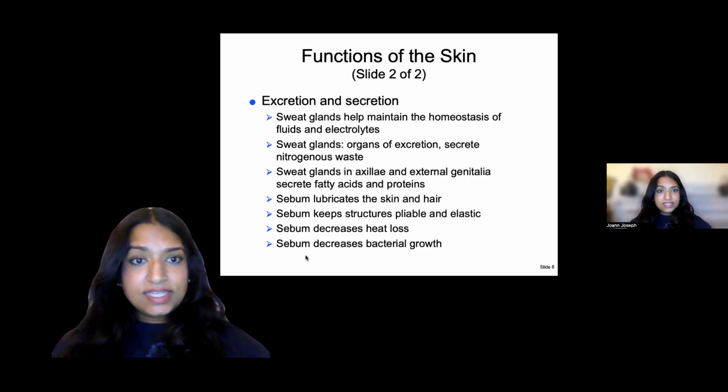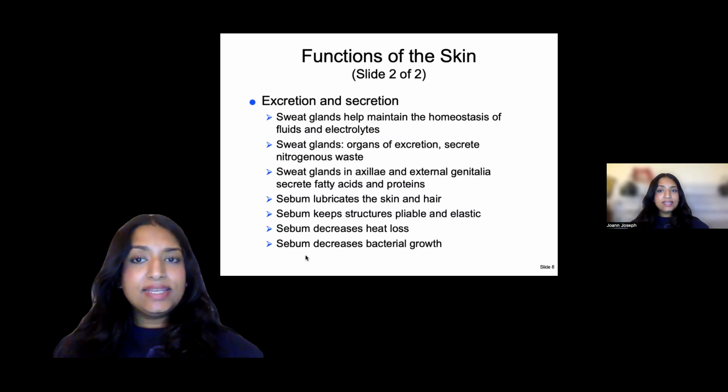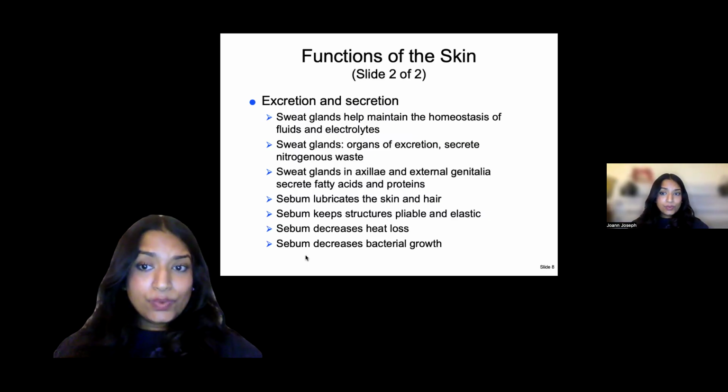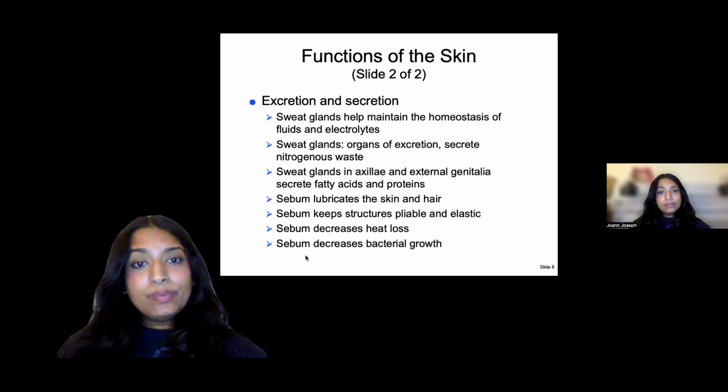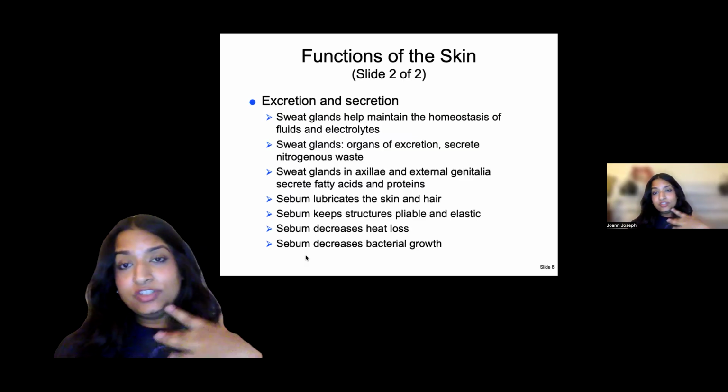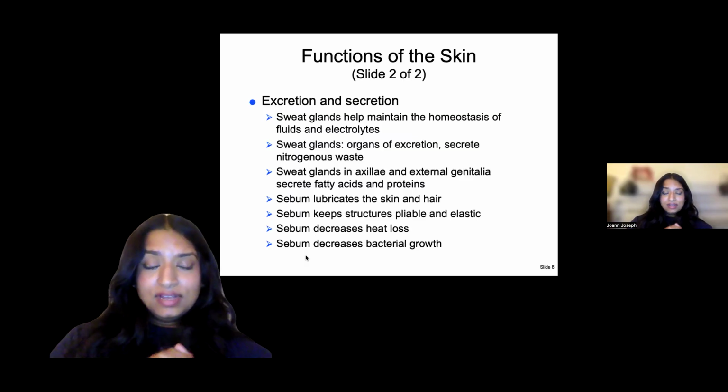So functions of the skin: continued excretion and secretion. If you don't know what those are, you have to define those. So sweat glands help maintain the homeostasis of fluids and electrolytes. You have sweat glands, there are organs of excretion here. You also can secrete nitrogenous waste. Sweat glands are in the axilla, which is your armpit area.